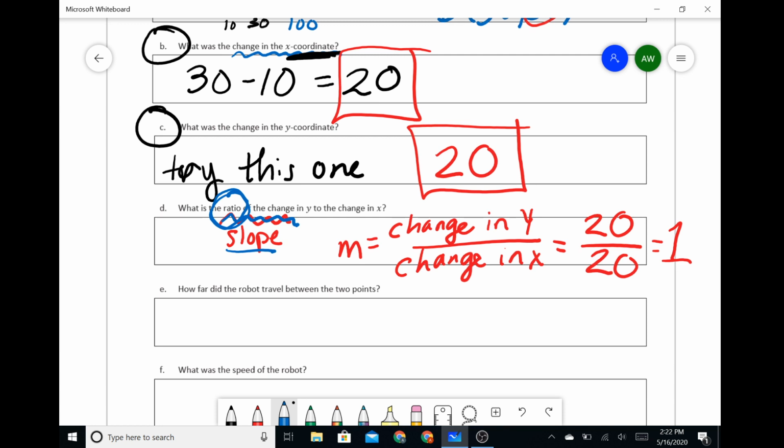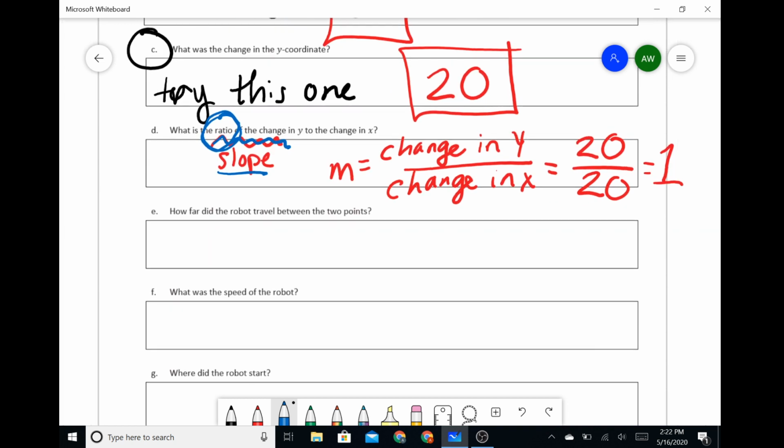Okay, awesome. So let's go ahead and look at part E. And this is talking about how far did the robot travel, right? So this is a distance problem. And when we're doing distance problems, we can either use the distance formula, which I did not show in the video, or we can use the Pythagorean theorem, which is where the distance formula comes from, which we're a little bit more familiar with. So I'm going to show you with the Pythagorean theorem, and if that's confusing to you, then I'll show you the distance formula and we can try it that way instead.